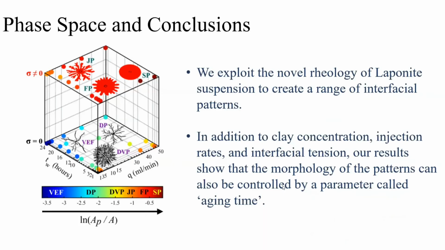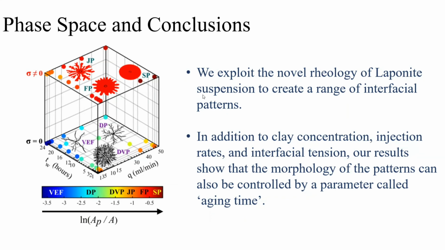At last, we used values of areal ratio for constructing a phase diagram with axes representing the aging time of Laponite suspension, the injection flow rate of the Newtonian fluid, and the interfacial tension between the fluid pair. Here all patterns segregate themselves based on the logarithmic values of areal ratio.